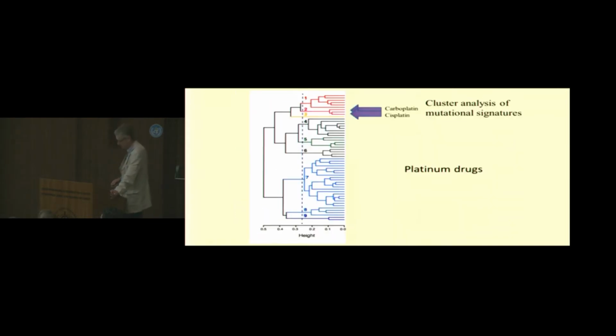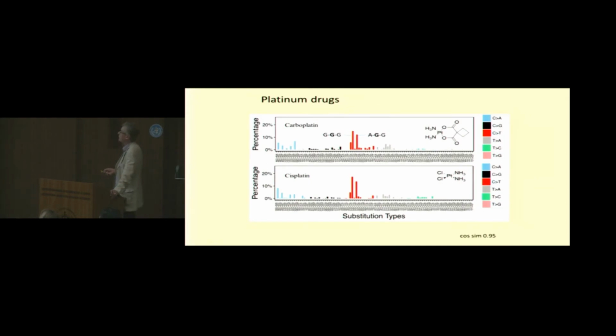So another case of where we see similar things: two platinum drugs, carboplatin and cisplatin, they cluster very closely together, and here are the signatures, both of them showing predominantly a GGG signature and an AGG signature. That's what we might expect, because although these chemicals are different, the way they react with DNA is exactly the same. So you would expect the same signature from both of them, because the damage that they cause is the same, and that's exactly what you find. Cosine similarity very high, 0.95.